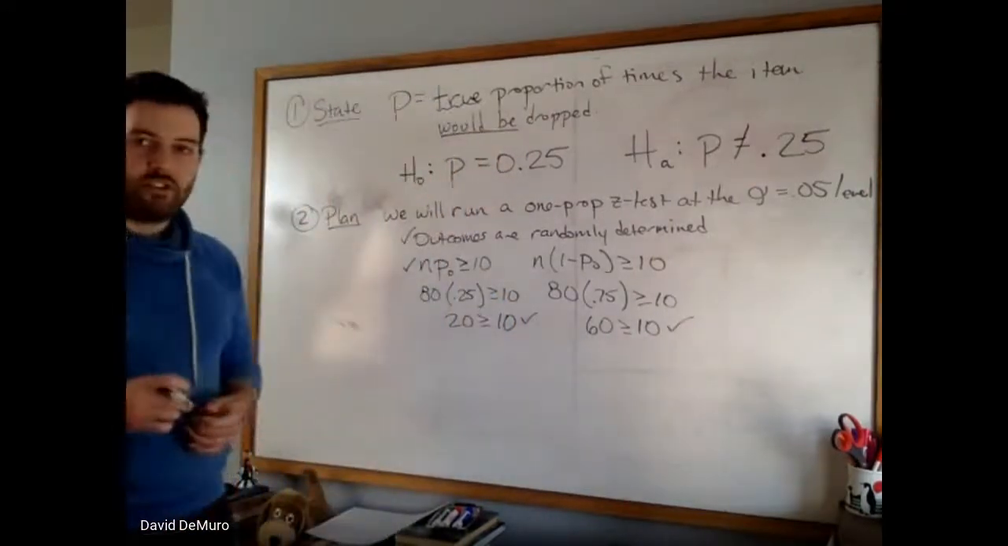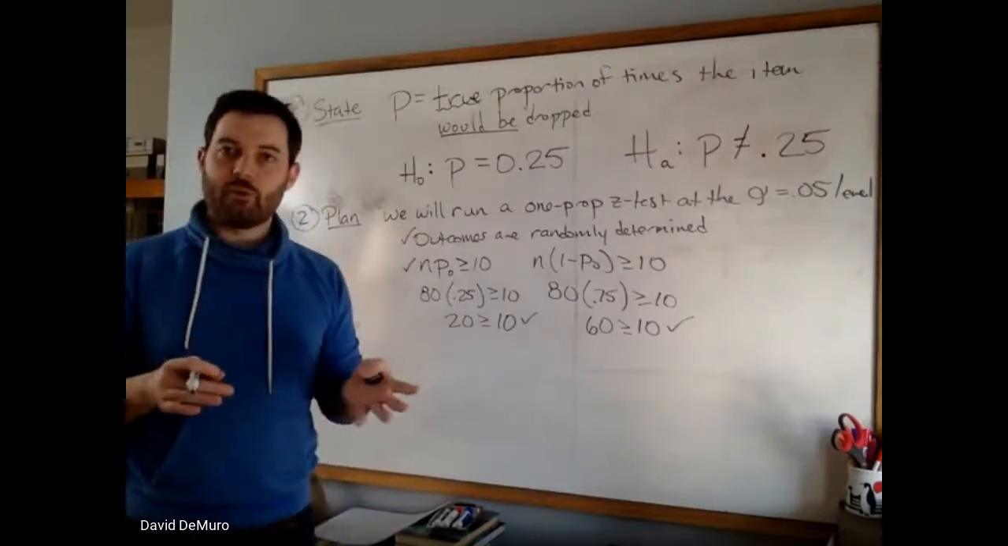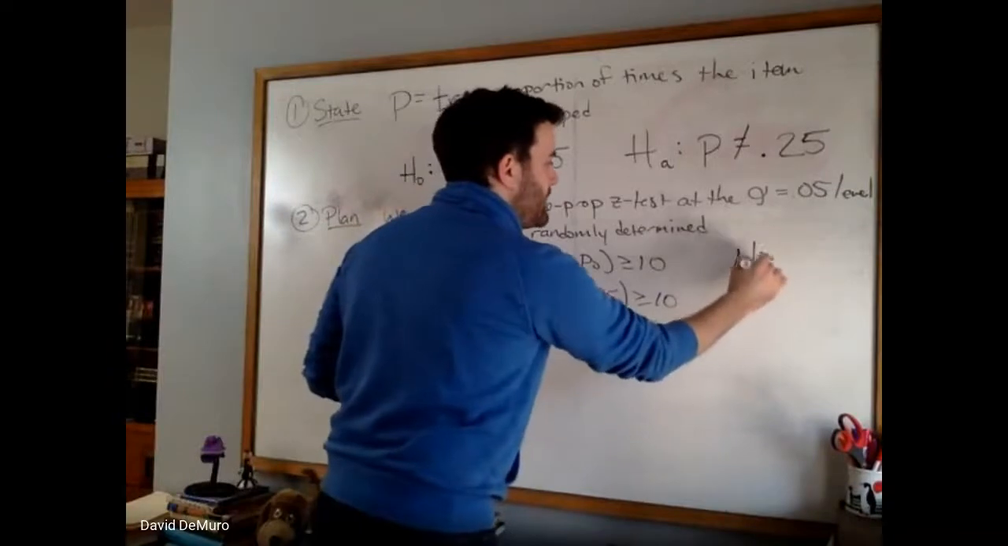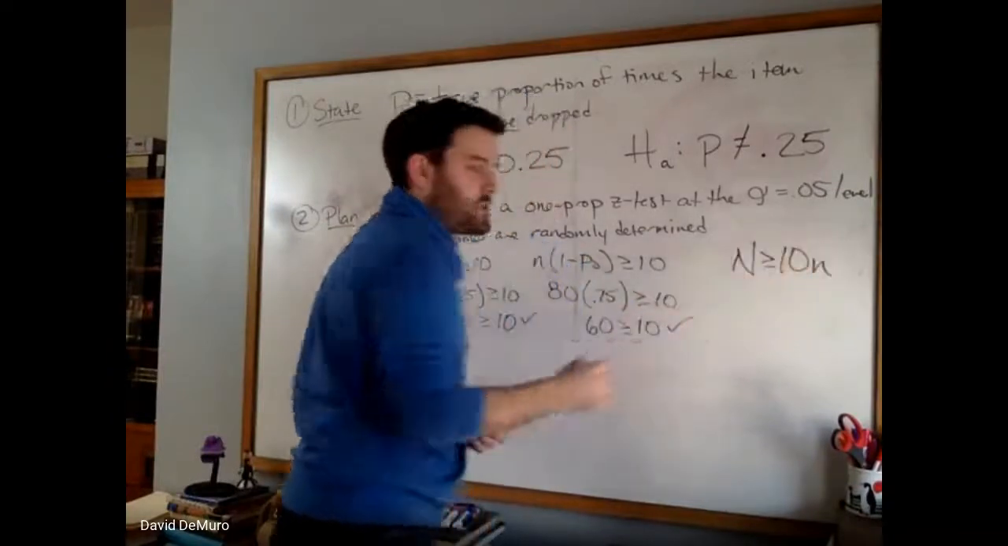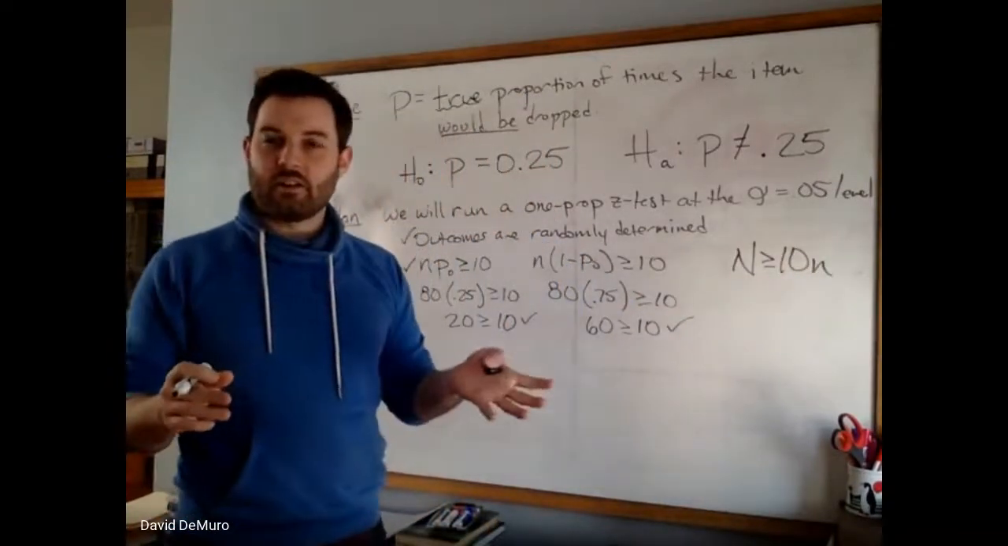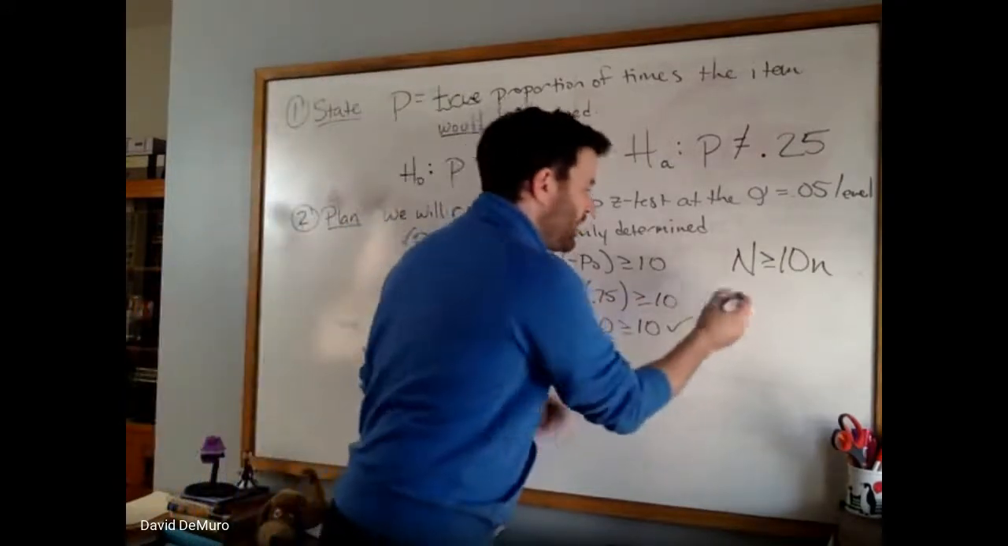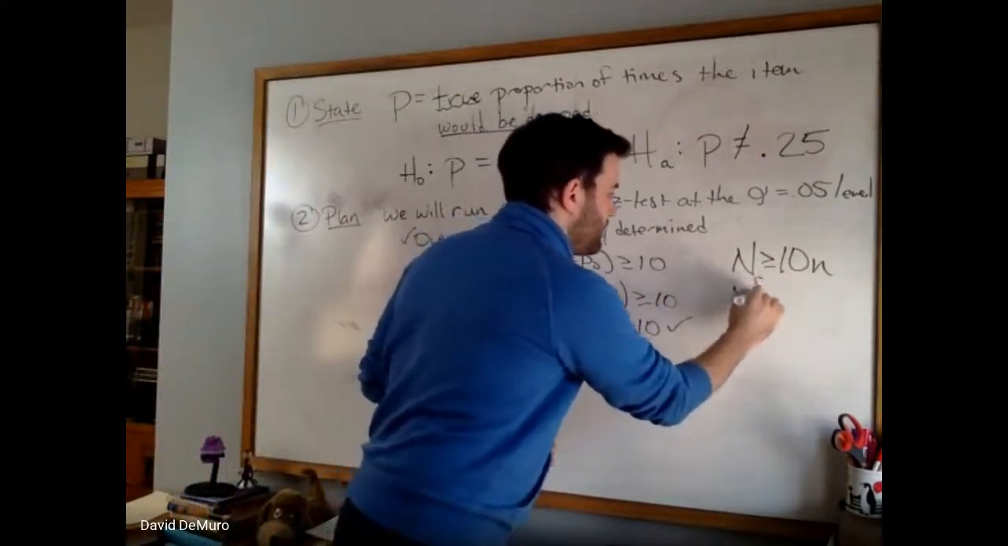The third condition would be that if we're sampling without replacement from the population, we would need to make sure that the population is at least 10 times our sample size. But in this case, our population is theoretically infinite, so we don't really have to check this one.